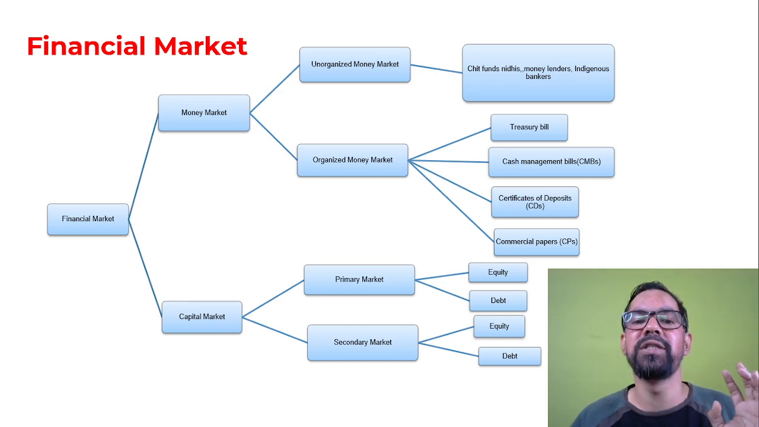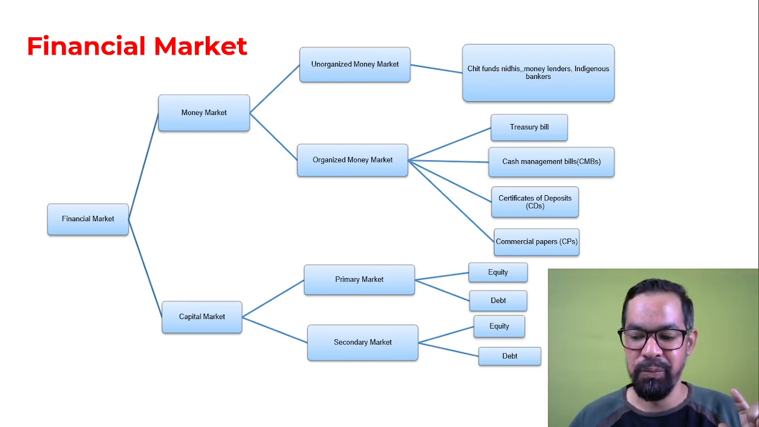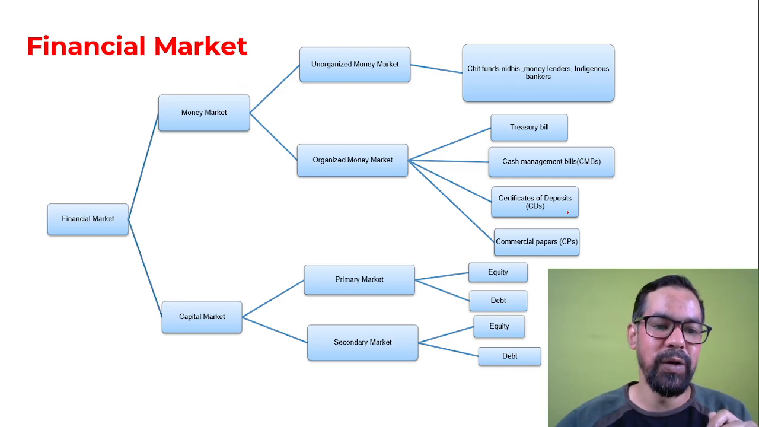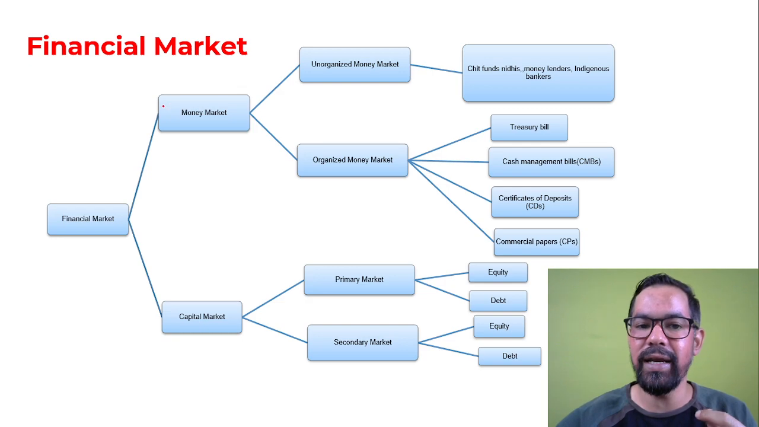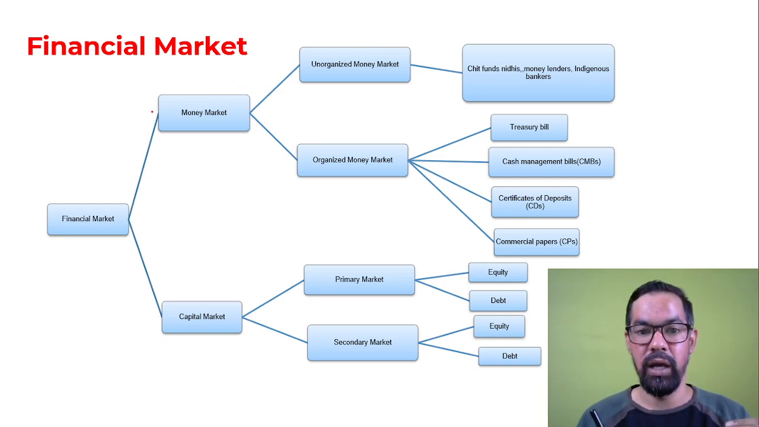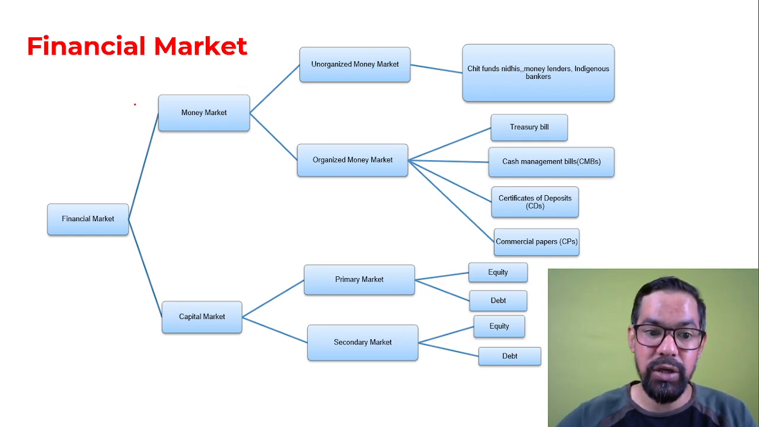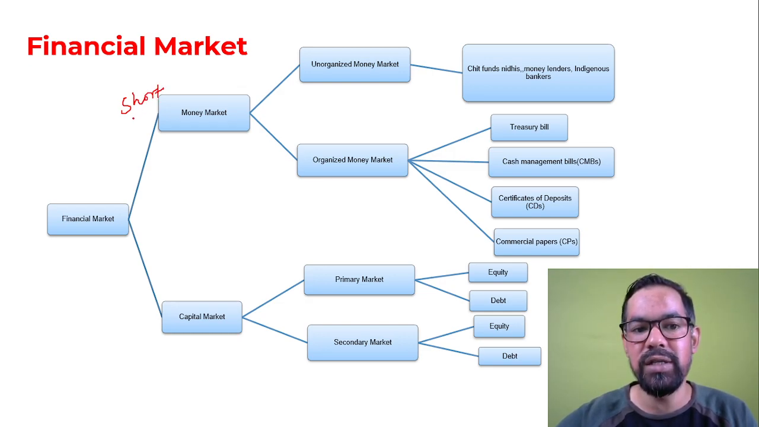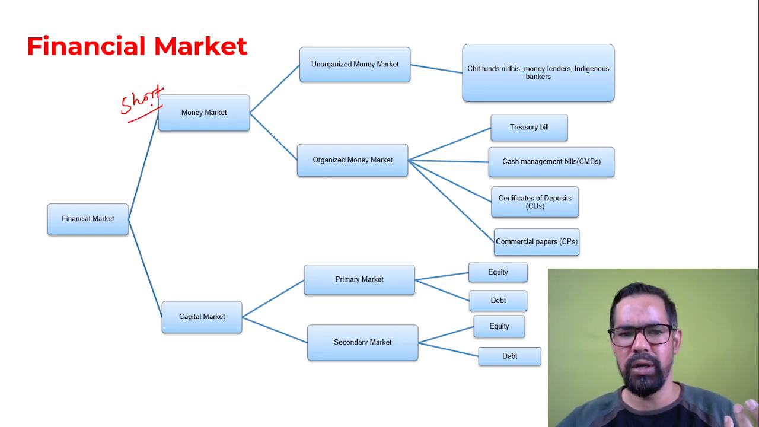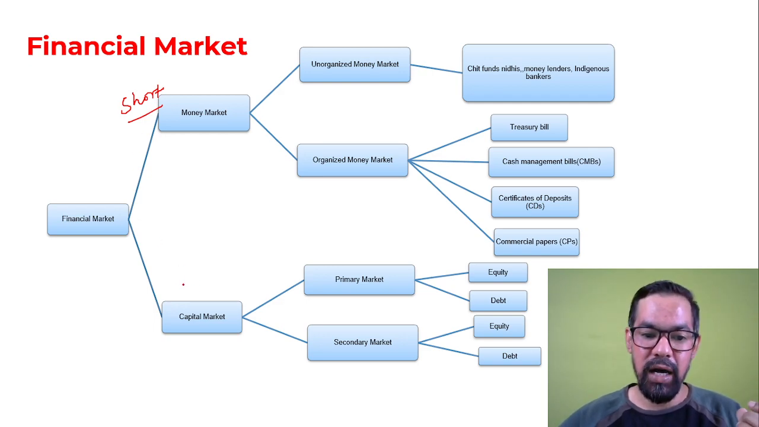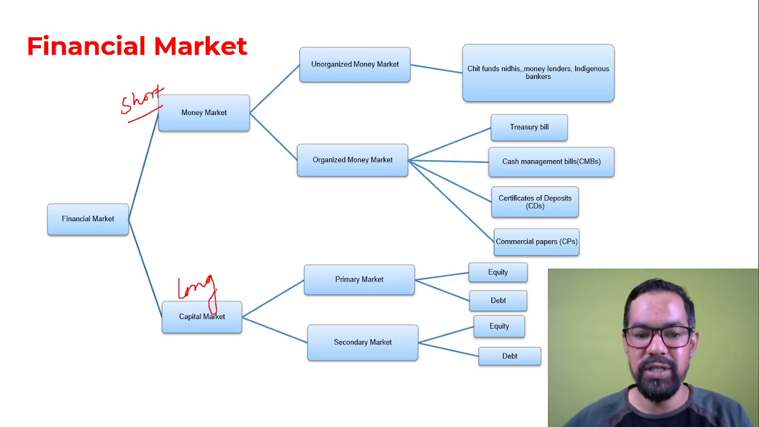So with this chart, we will start this video. As you can see in this chart, guys, the financial market is further categorized into two parts. One is the money market, another is the capital market. The money market generally deals in short-term securities. Now what is short-term or what is long-term? Similarly, the capital market generally deals in long-term securities.